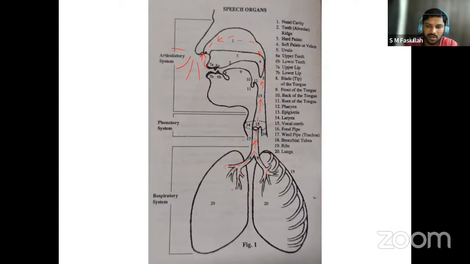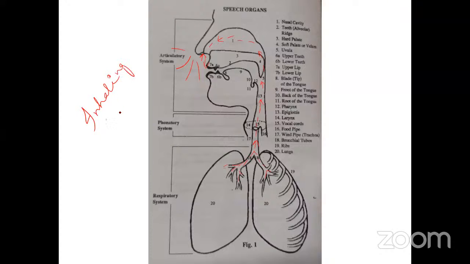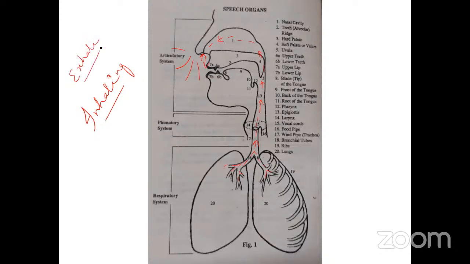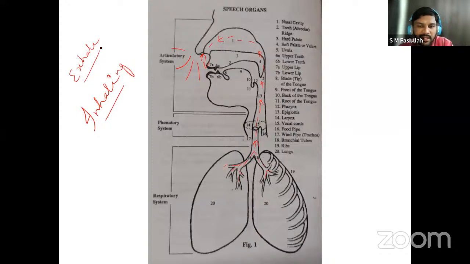Okay, the process of taking air in is called inhaling, right? Inhale or inhaling. Then the process of sending the air out is called exhale, right? So we inhale and then exhale. We inhale oxygen along with other gases, and then we exhale carbon dioxide primarily with other gases.